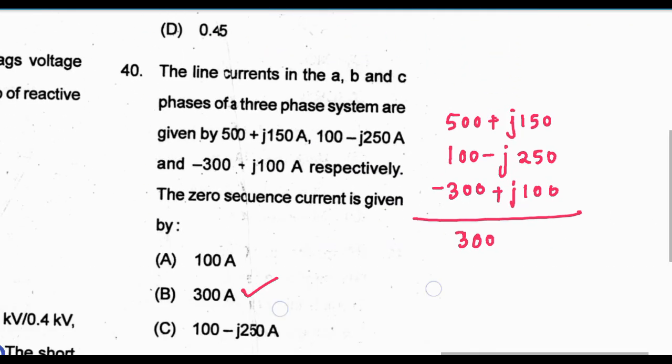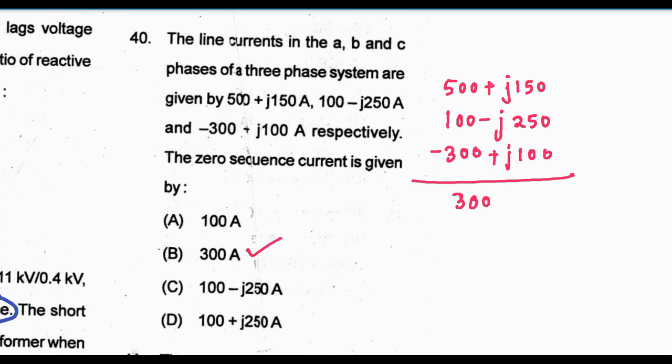Next question is question number 40. The line currents in the A, B and C phases of a three-phase system are given to be 500 plus j150 ampere, 100 minus j250 ampere, and minus 300 plus j100 ampere respectively. The zero sequence current is given by. So zero sequence current is the summation of all three-phase currents divided by 3. If we add all three-phase currents, the j part, that is the imaginary part, will be 0, and only the real part we are getting, and it is 300 ampere. So here the answer is option B, and it is 300 ampere.